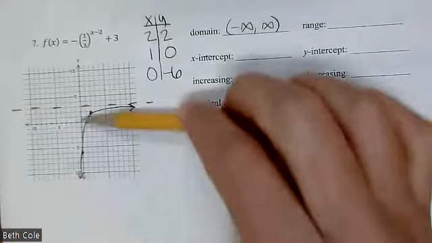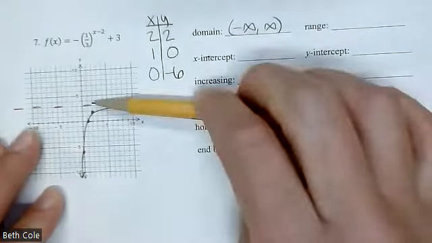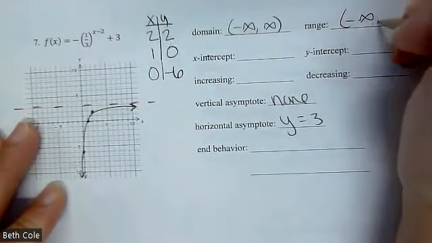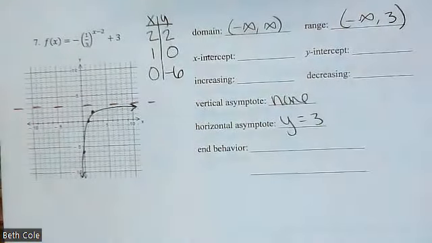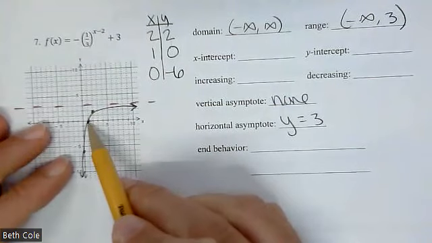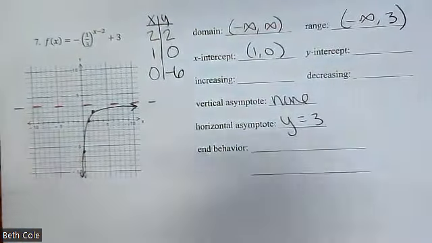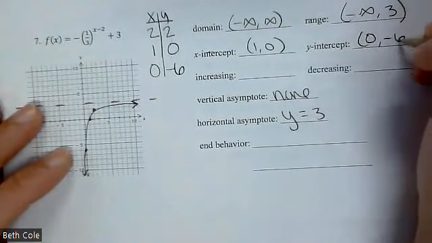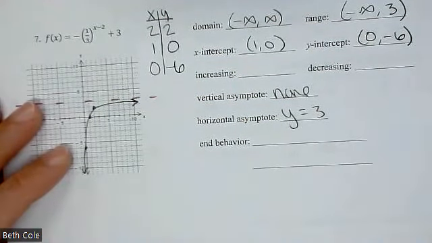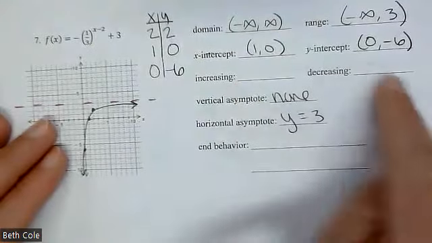All right, range. Downwards to upwards. What's our range going to be? Good. -infinity to 3 with a parenthesis. Good. X-intercept. You kind of just look at it. 1, 0. I like that. Y-intercept. 0, -6. One of these will say none.